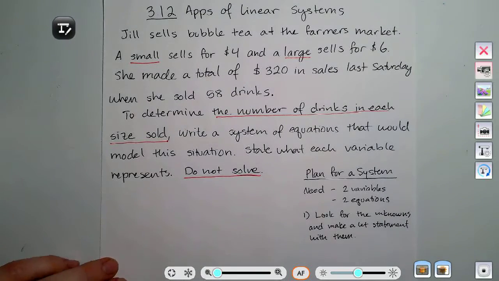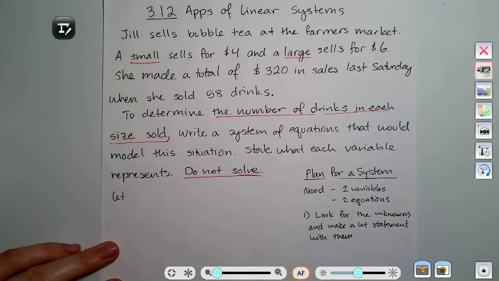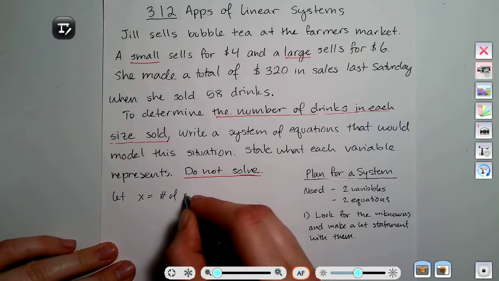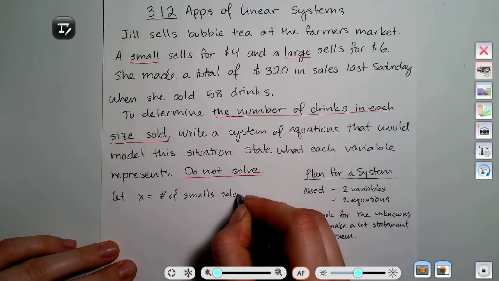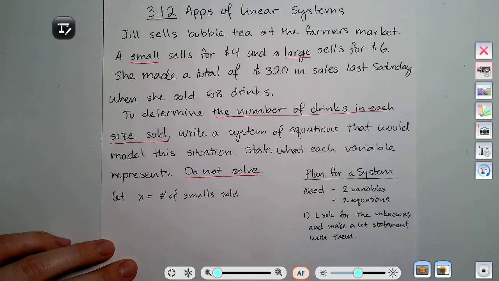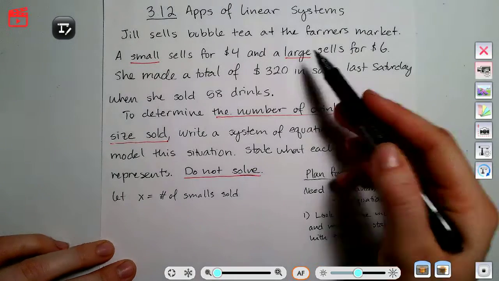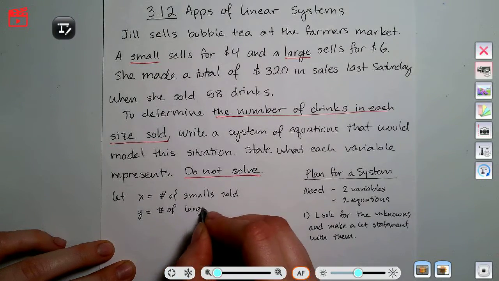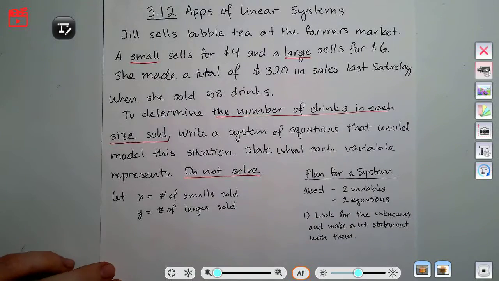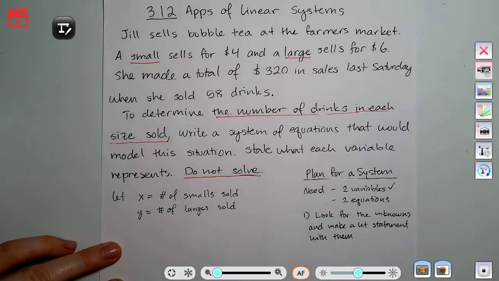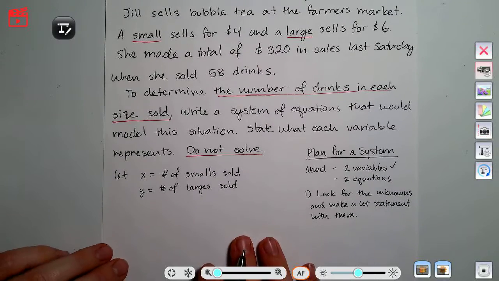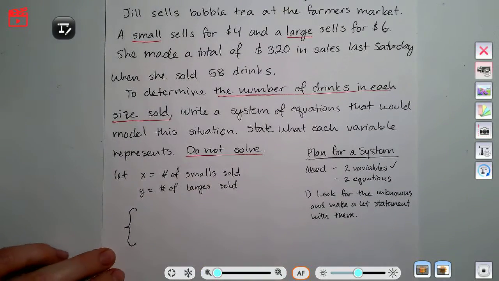All right, so we're going to say let, I'm just going to go with generic x and y. So let x equal number of smalls sold. And then we need one more variable, remember, so I'll let y equal the other thing I don't know, the number of larges. Y equals number of larges sold. All right, so that was step one. We found our two variables. Awesome. Now we need to write two equations with these variables. Okay, so that's when it gets a little more interesting. Okay, so here's my little braces for my two equations.